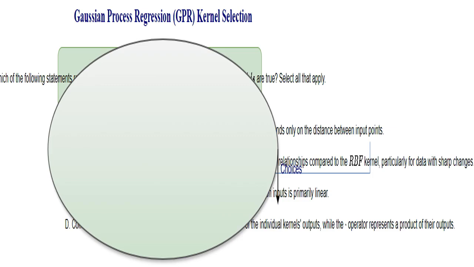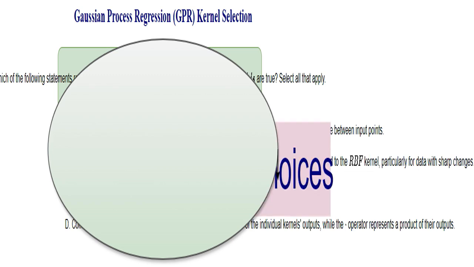The dot product kernel calculates the dot product of input feature vectors. The dot product is essentially a measure of linear similarity, making this kernel highly suitable for datasets where the relationship between inputs is linear. In scikit-learn, the plus operator adds kernels, meaning their outputs are summed. The asterisk operator multiplies them, meaning their outputs are multiplied. Think of it like adding or multiplying functions. The result is a new kernel.